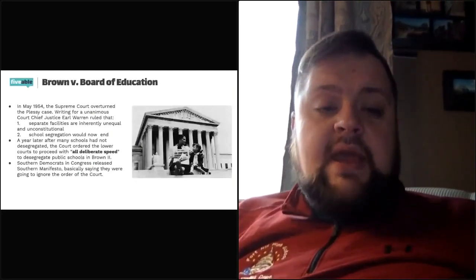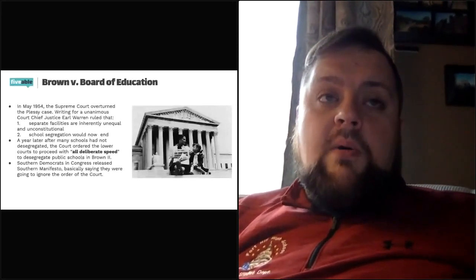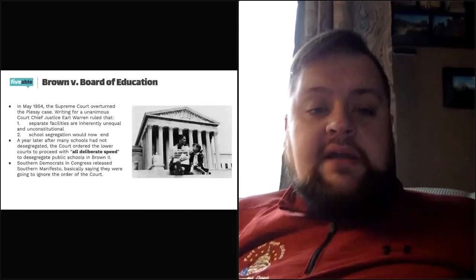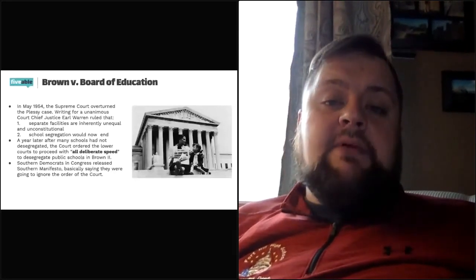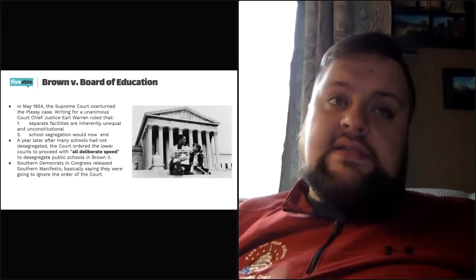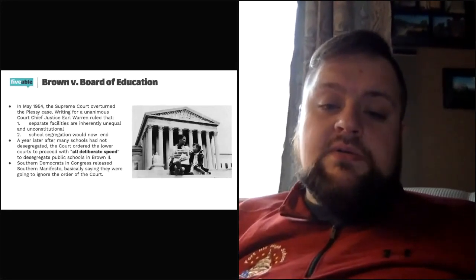In this landmark decision under the Warren Court, the court basically reversed Plessy versus Ferguson, which, if you remember back to the late 1800s, had established the doctrine of separate but equal. The court said, no longer is that the case. All those public facilities that are separate but equal, no more, but especially schools.